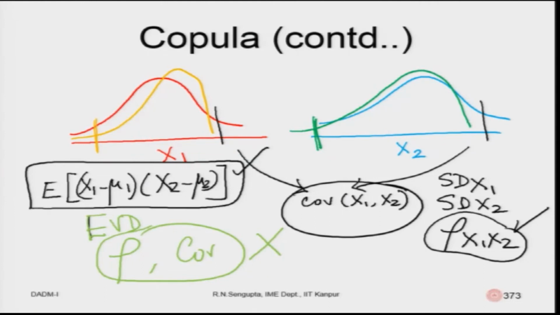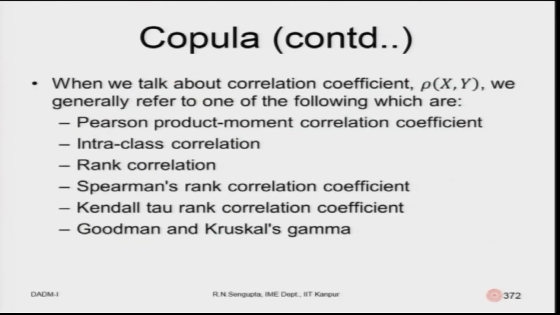Okay, let me go back to the initial slide. So, when we talk about correlation coefficient between x and y, we generally prefer to use one of the following: the Pearson product moment correlation coefficient, the intra-class correlation, the rank correlation, Spearman's rank correlation coefficient, Kendall's tau, and Goodman and Kruskal's gamma, which are used to find out the relationship between two random variables, and we consider them to be a linear dependent structure.